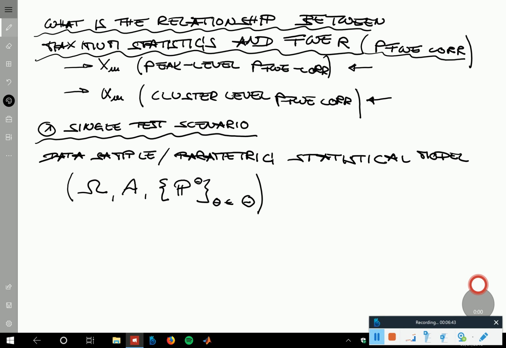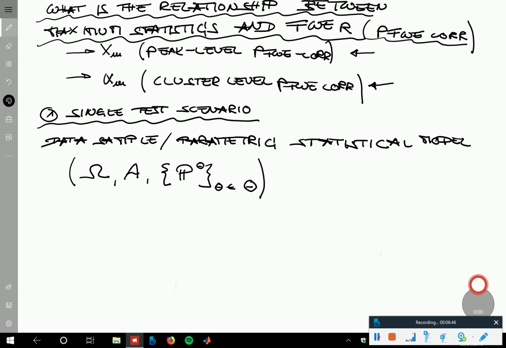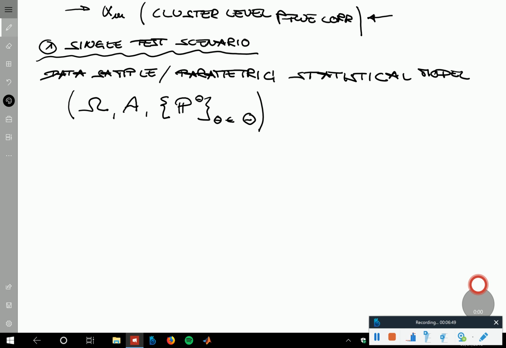A data sample is then given if we consider another measurable space. So let (Y, G) denote another measurable space. Y is the outcome space of the data. Then a data sample is a random variable y from omega to Y, which means it takes one omega in the underlying probability space and maps that onto a value in the data outcome space.